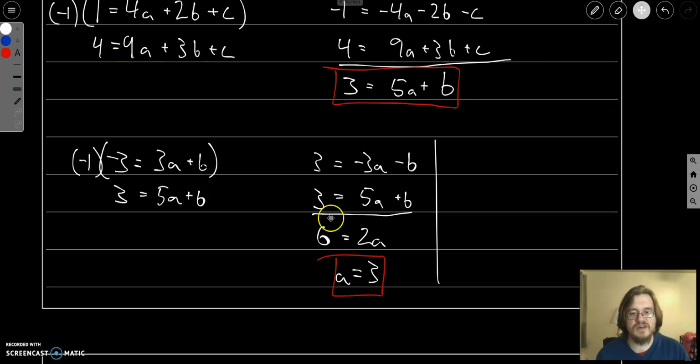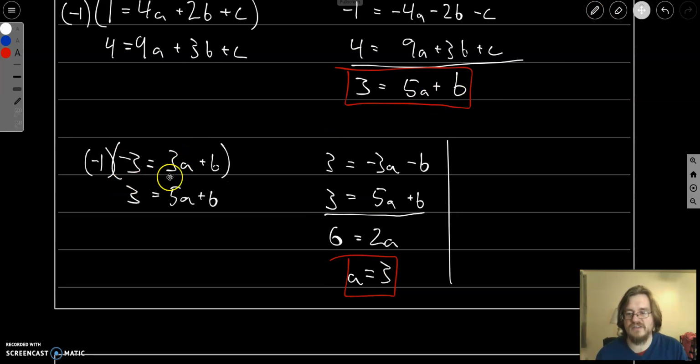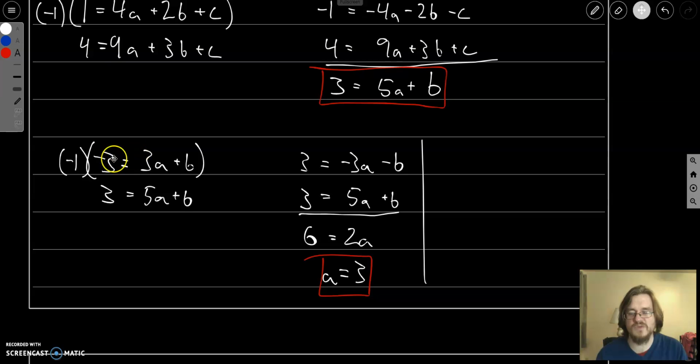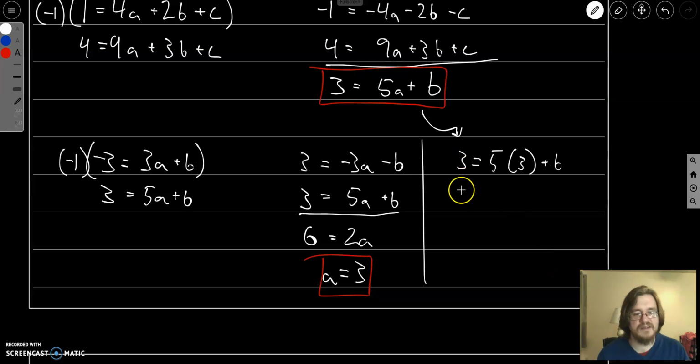Here's one of my two equations with both the A and the B in there, and I know that A is 3. So let's plug A is equal to 3 in there. So I've got 3 is equal to 5 times 3 plus B. So this is going to be 3 is equal to 5 times 3, which is 15, plus B. Subtract 15 from both sides, and we get that B should be equal to -12.